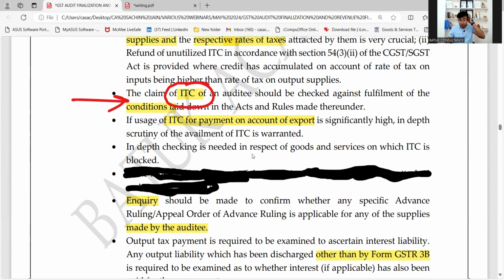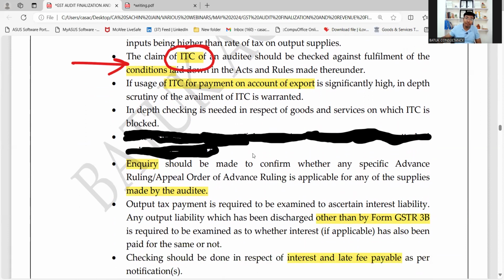ITC is done. If the usage of ITC for payment on account of export is significantly high, in that case scrutiny of the availment of ITC is to be checked. कहीं ऐसा तो नहीं है ITC is fake.